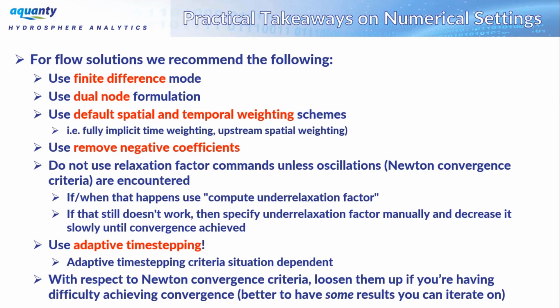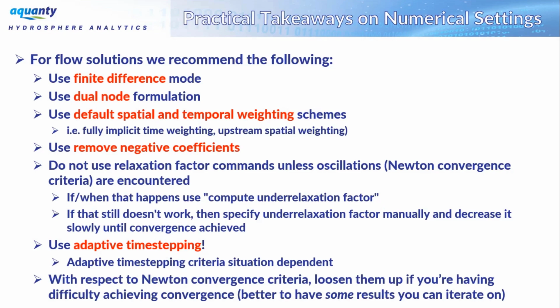Finally, I'd like to wrap up with a few practical takeaways on the numerical settings. For the flow solution, we recommend using the finite difference mode with the dual node formulation. Use fully implicit time weighting and upstream weighting of the relative permeabilities. We also recommend using the command remove negative coefficients. You want to take full Newton steps as much as possible.